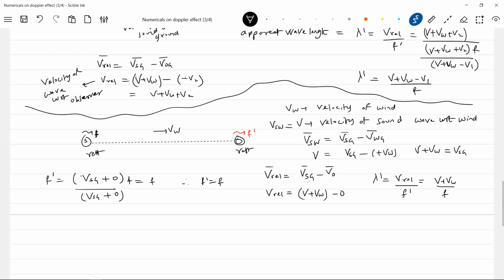What is actual wavelength? Actual wavelength, if the wind doesn't blow, will be V by F. Because of the wind, what happened? It is V plus VW. So the apparent frequency is equal to actual frequency, but the apparent wavelength is not equal to actual wavelength. Suppose the wind doesn't blow, VW you put it 0, V by F would have been the wavelength. I think the mathematics is very important. The terms are very important here. If the wind doesn't blow, the speed of the wave with respect to ground will be equal to V. That was the method we used. And what is relative? Velocity of sound with respect to observer, it is the meaning of this one.